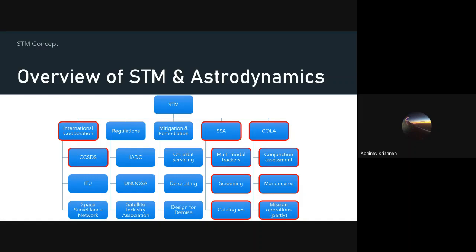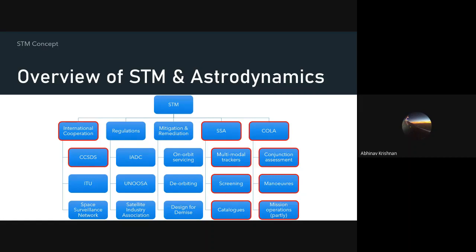Certain experiments are being done. It's not completely involved in the new space industry yet. It's being experimented upon, and there are ISO standards that are being built around this design for demise concept. I think it's ISO 24000, and there's a new version that has come out now. Now let's go into the astrodynamical components within these.